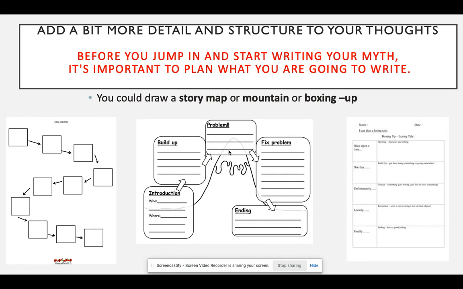To add a bit more detail and structure to our thoughts, we can't just jump in and write. We need to make sure our thoughts are in order and we know exactly how a story is going to develop. You can draw a story map, story mountain, or a boxing up sheet. You can draw these on your sheet of paper now by pausing the video and drawing out what you want to use.